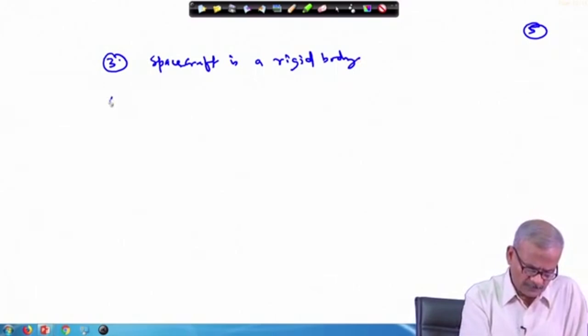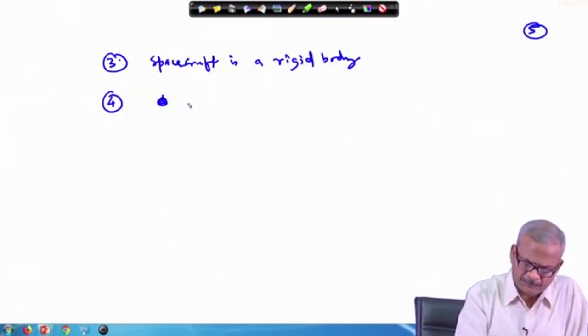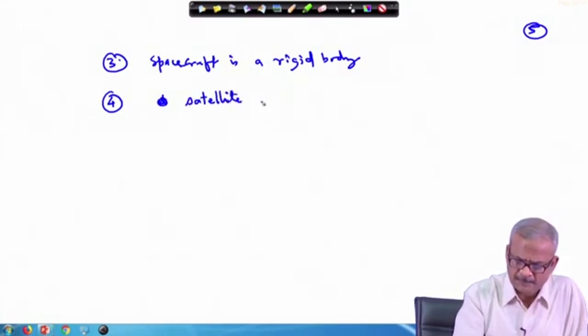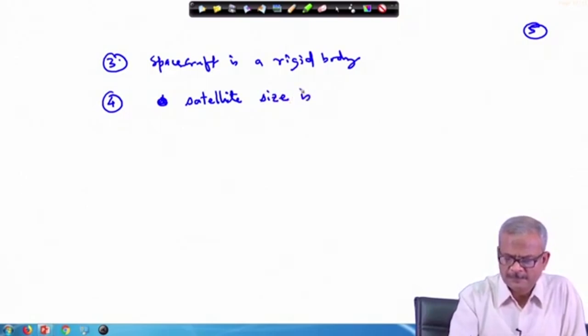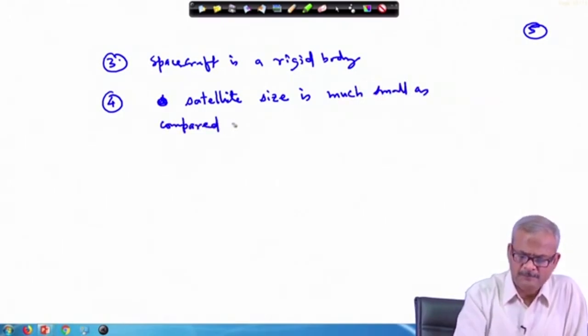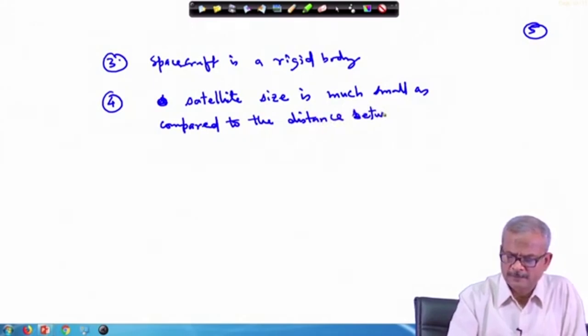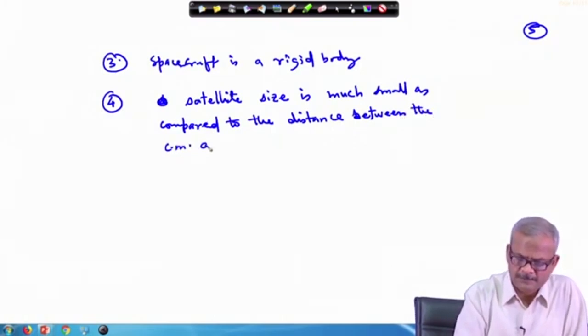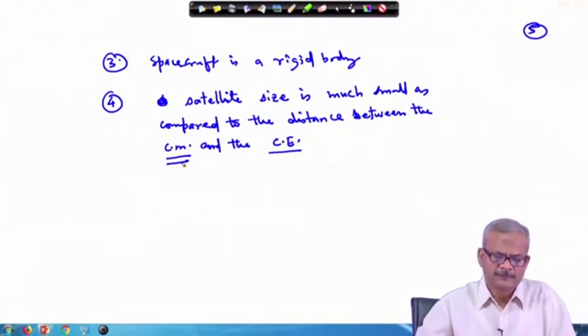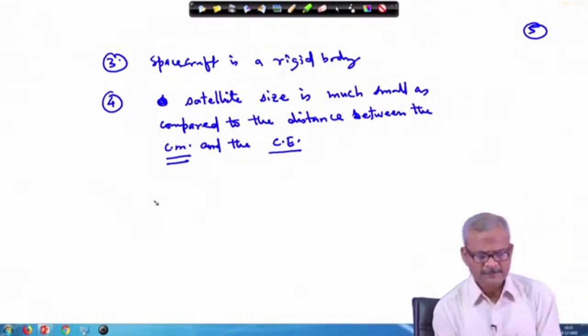And the fourth, as we have discussed, is that the satellite size is very small as compared to the distance from this place to this place. So, the fourth is that the satellite size is much smaller as compared to the distance between the center of mass and the center of the Earth. So, under these four assumptions, we can develop the satellite dynamics under gravity gradient.